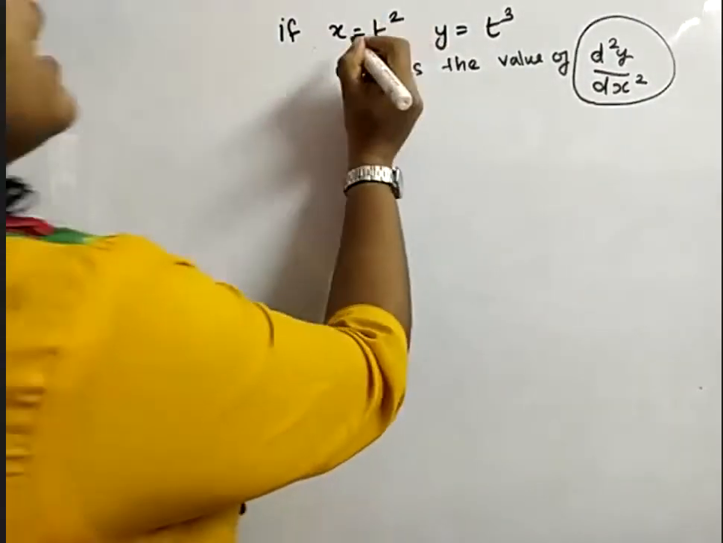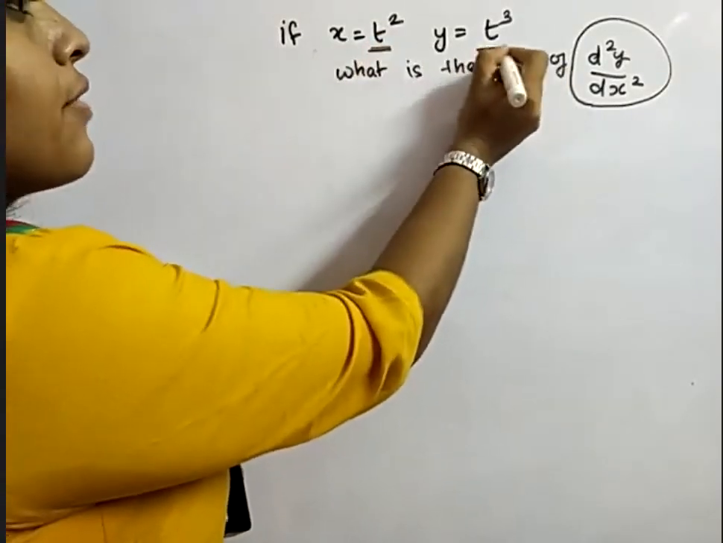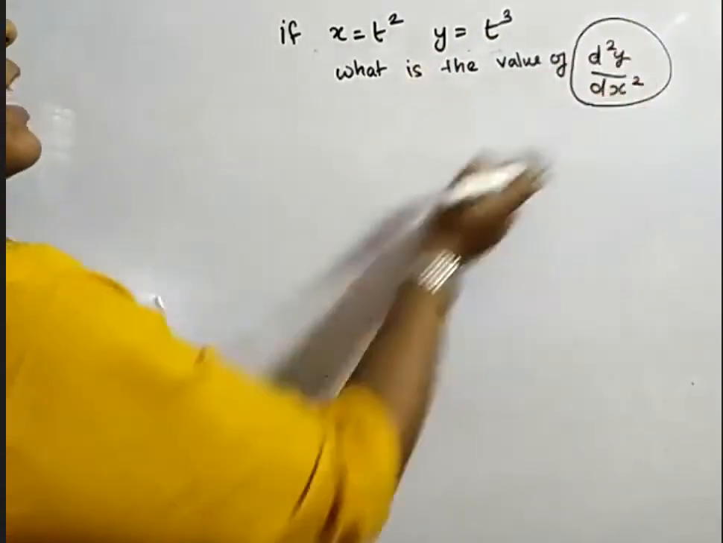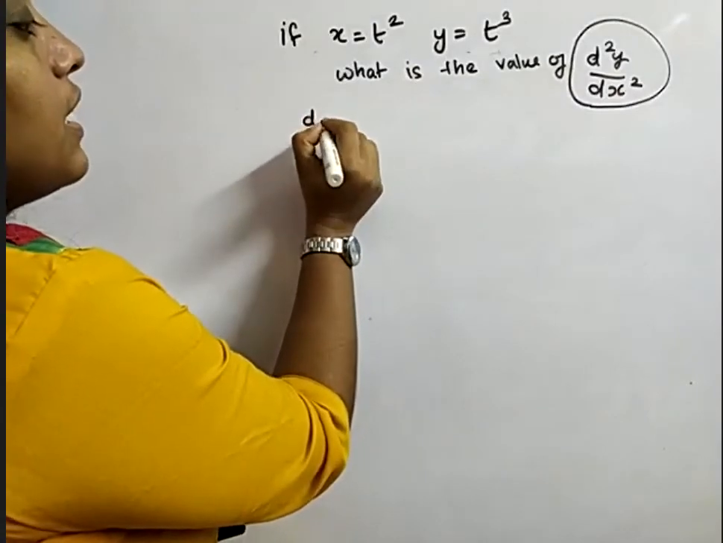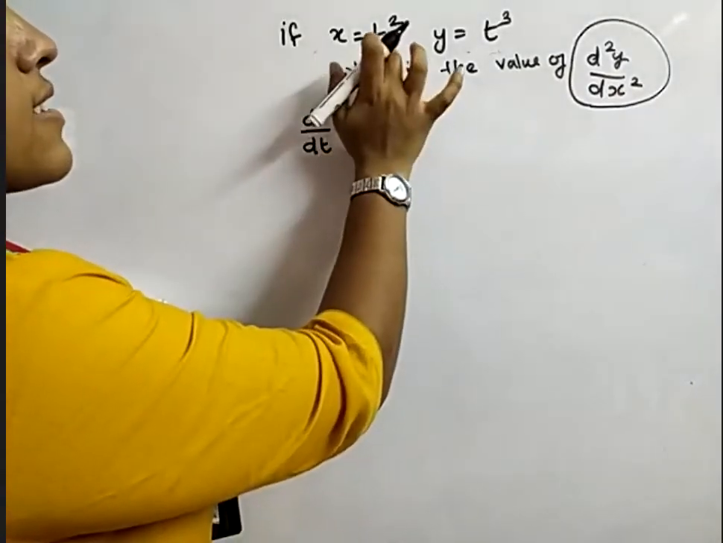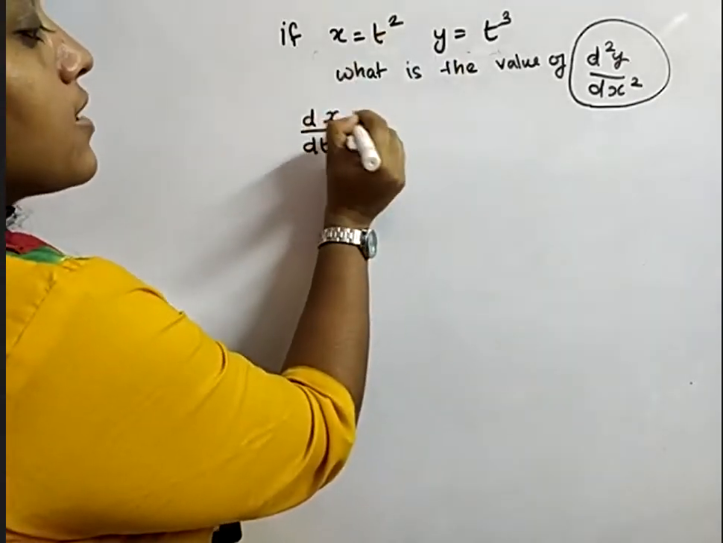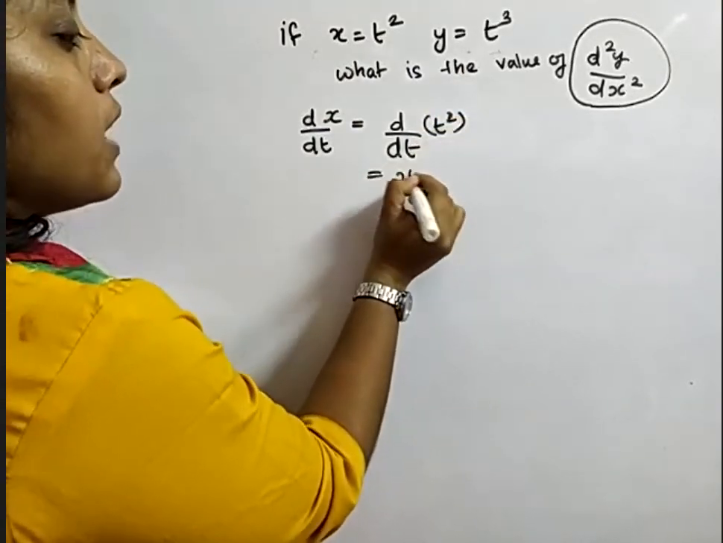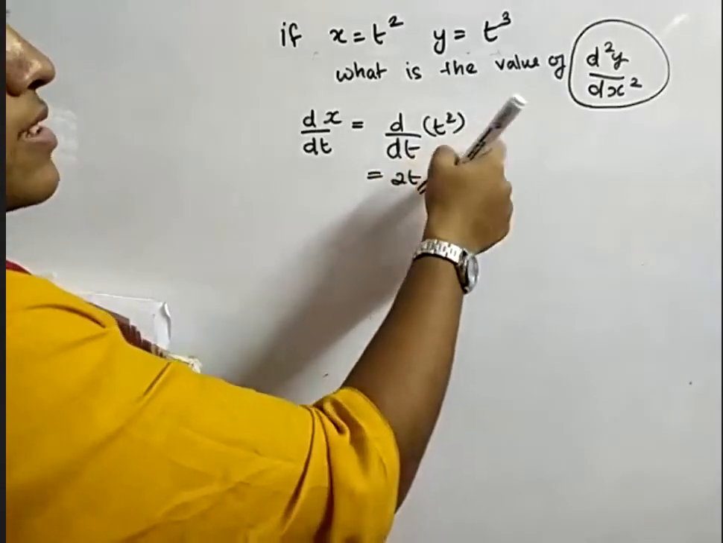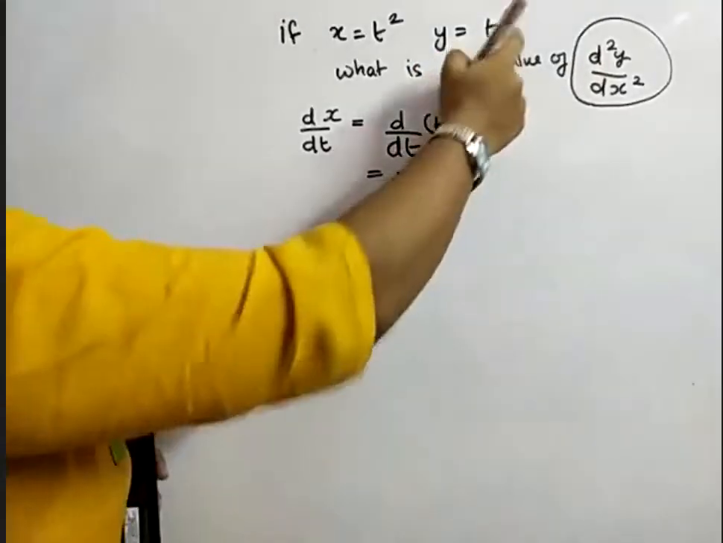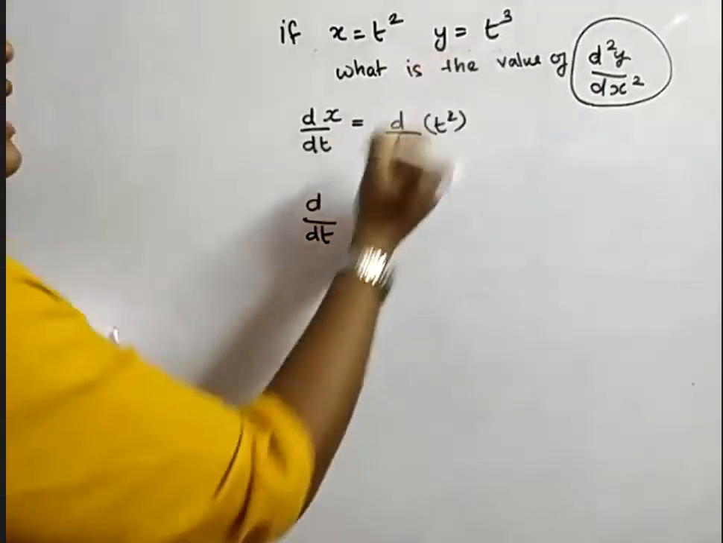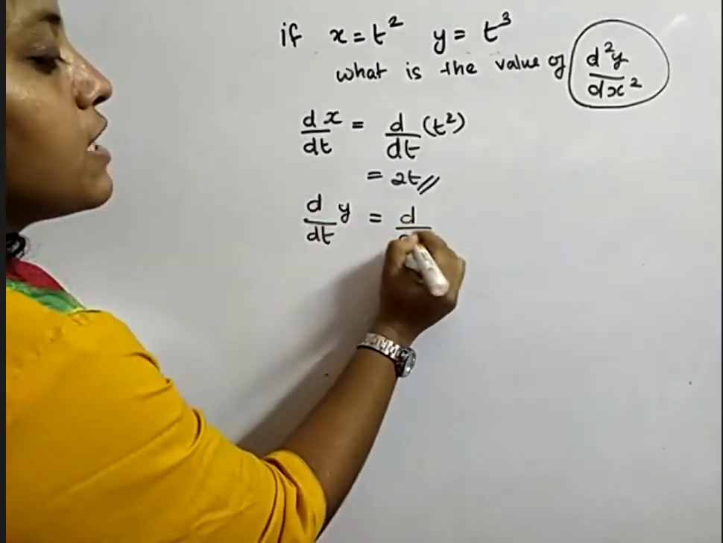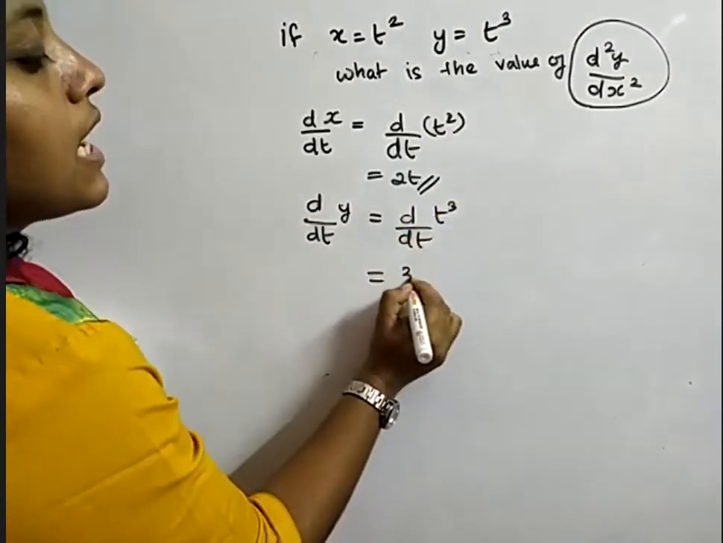Now see here, x is a function of t, y is a function of t. So how can we do d square y by dx square? Just take d by dt, because x is a function of t. D by dt of x, that is d by dt of t square, is 2t, using the x raised to n form giving n x raised to n minus 1. Now d by dt of y, that is d by dt of t cube, is 3t square.